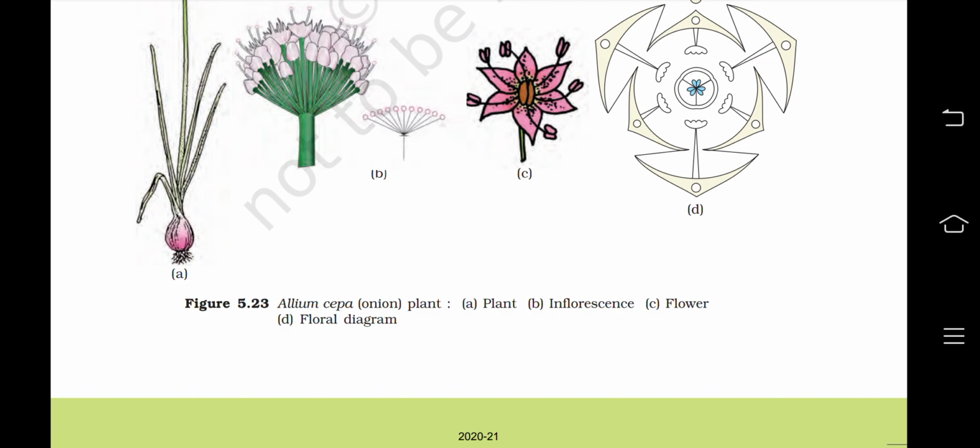Okay, here comes the end of the fourth part of Chapter 5, Morphology of Flowering Plants.